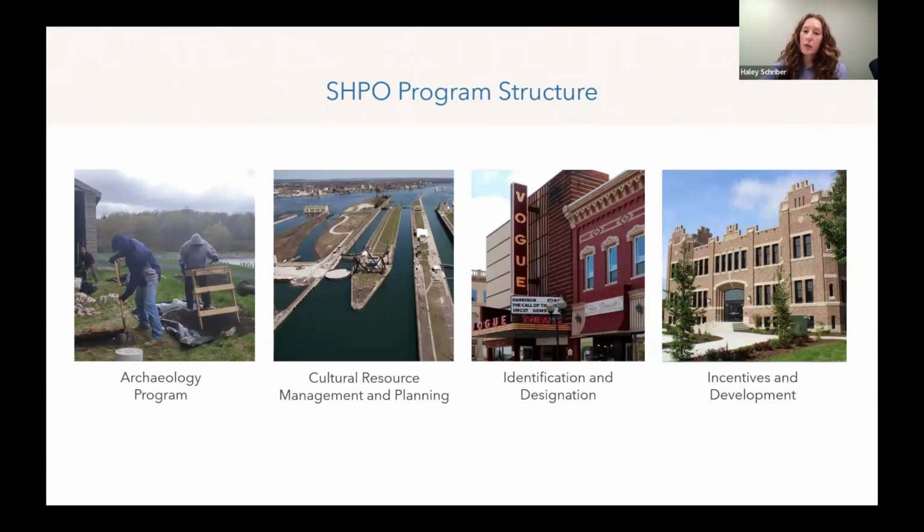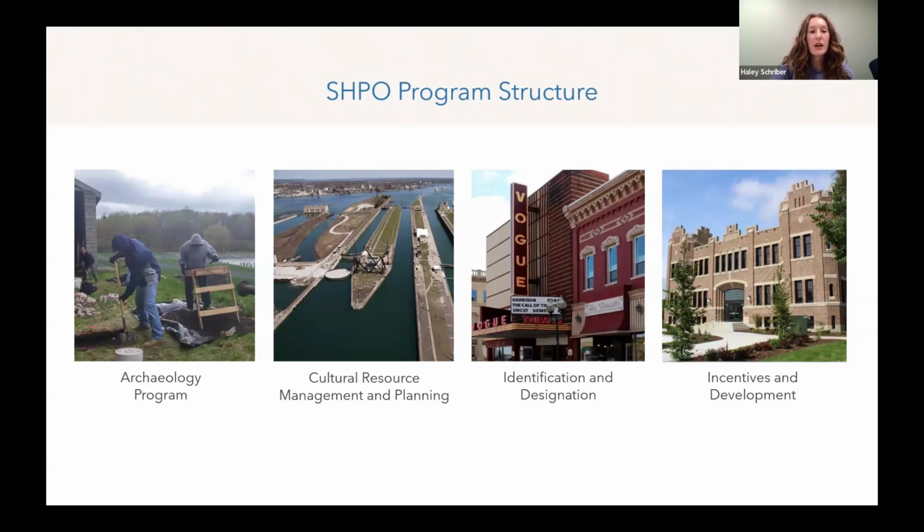The SHPO program structure breaks down into 4 areas. The first being the archaeology program, and this is as straightforward as it sounds. It's our archaeologists, and if you ever find perhaps an arrowhead or a pottery sherd, or even in some cases human remains, if you find human remains, you should call the police first. But the second person you would then call would be our office, because there are important sites that we do need to monitor, and so our archaeologists need to be made aware of that. And generally, if you have any other questions about things you might be finding in your yard or garden or a work site, feel free to reach out to our office.